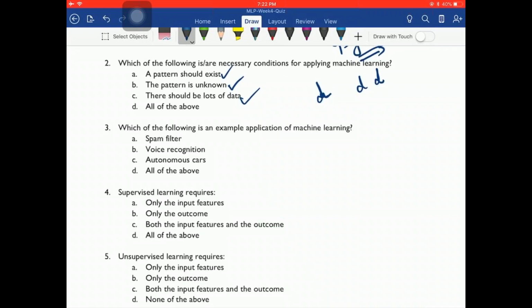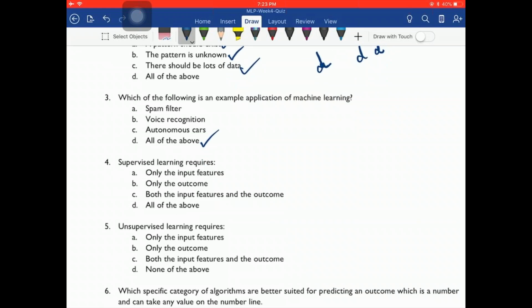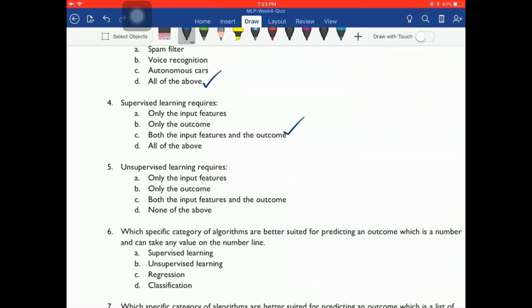Which of the following is an example application of machine learning? Spam filter, voice recognition, autonomous cars, all of the above. All of the above, D. B and C come in deep learning, and if we are considering deep learning, then D will be the answer. Correct. Supervised learning requires only the input features, only the outcome, both the input features and the outcome, all of the above. Both the input feature and outcome. Correct. Unsupervised learning requires only the input features, only the outcome, both features and outcome, none of the above.